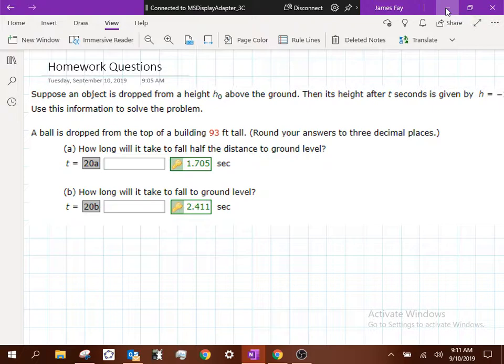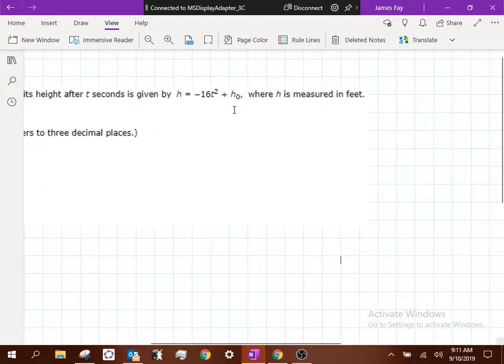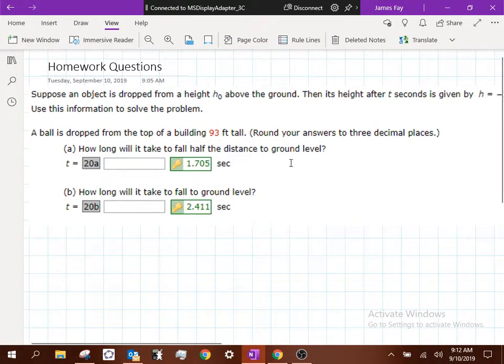It says, suppose an object is dropped from a height of h sub 0 above the ground. Then its height after t seconds is given by h equals negative 16 t squared plus h sub 0. So the idea is that I'm just dropping it. There's no propellant, other than gravity, so there's no initial velocity, no v sub 0 here times t. So this is just an a term and a c term for a quadratic. It says use the information to solve the problem.